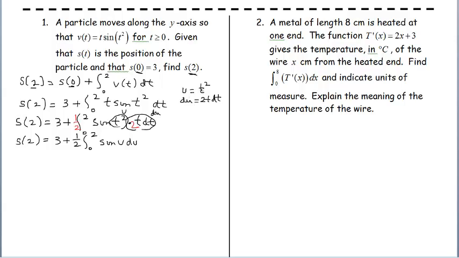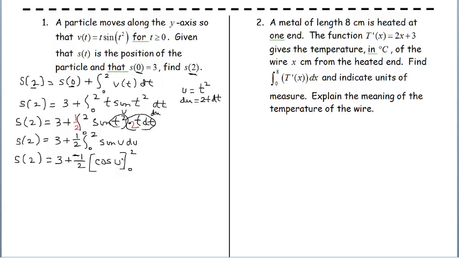But when you plug in 2 for t, you're going to get 4. Otherwise, when I integrate, I'm going to have to replace my u with t squared. So we've been doing that, so we're most comfortable, I think, with that technique, so we'll just go ahead and continue with that. So 3 plus 1/2. The antiderivative is negative cosine u, so I'll put the cosine here, but I'm going to put the negative in front, evaluated from 0 to 2.